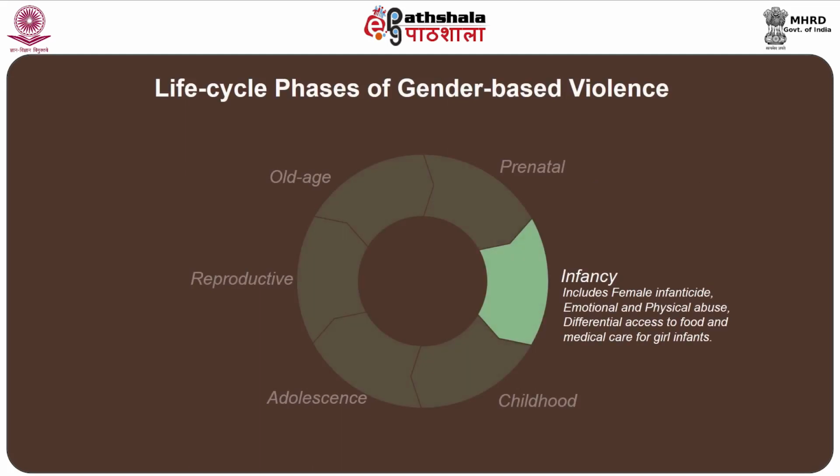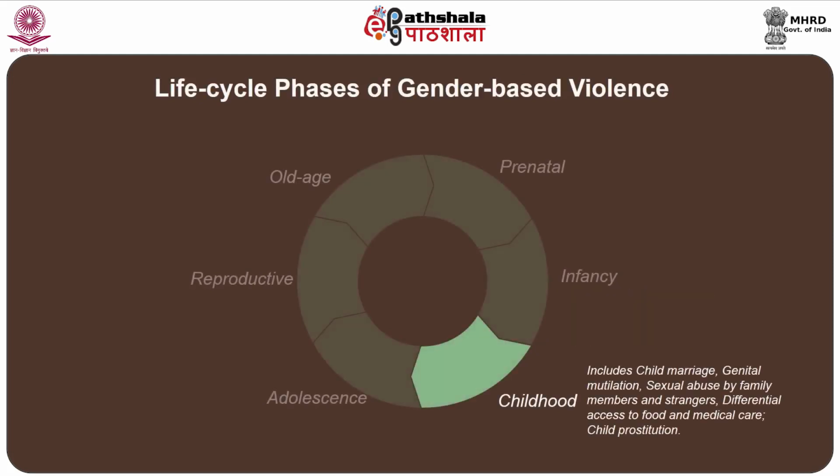The second phase, which is infancy, includes female infanticide, emotional and physical abuse, and differential access to food and medical care for girls and infants. The third phase is childhood, which includes child marriages, genital mutilation, sexual abuse by family members and strangers, differential access to food and medical care, and child prostitution.